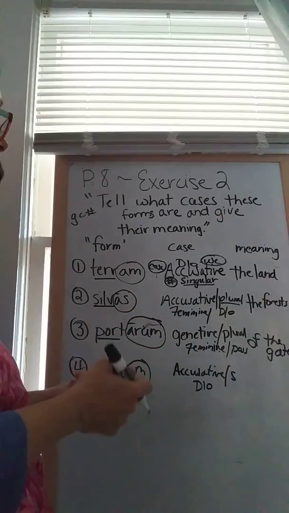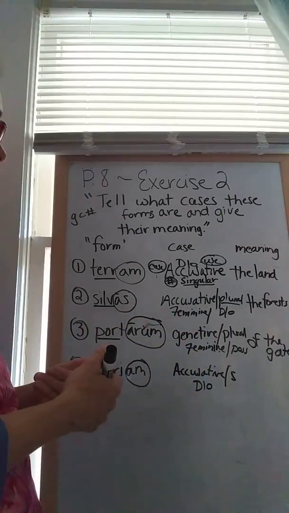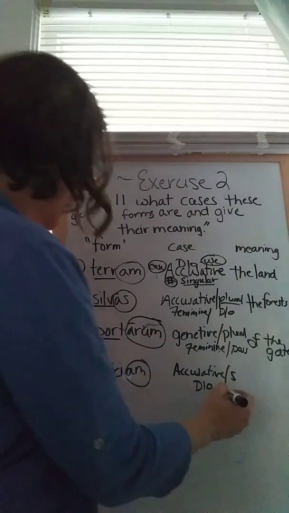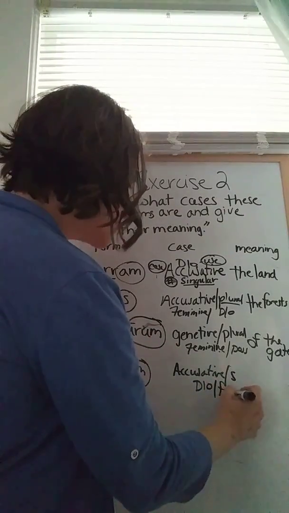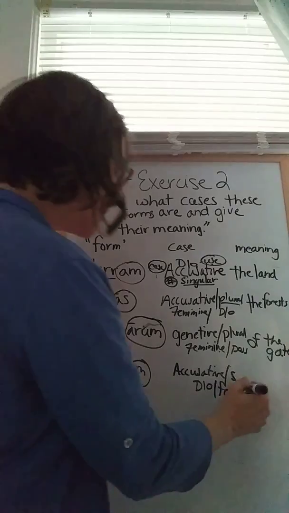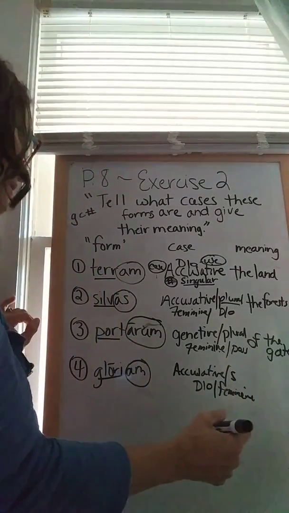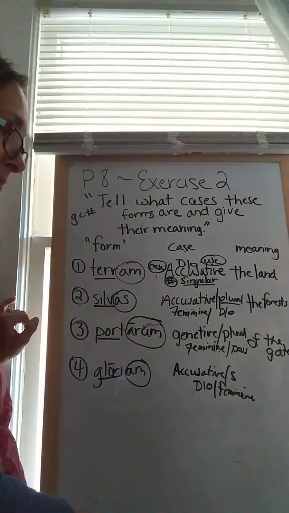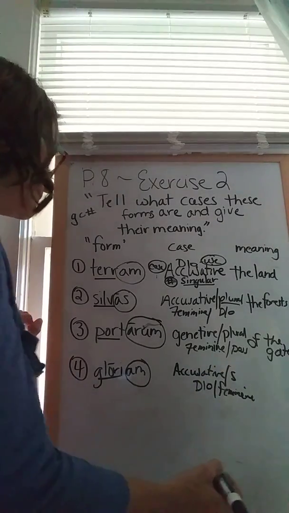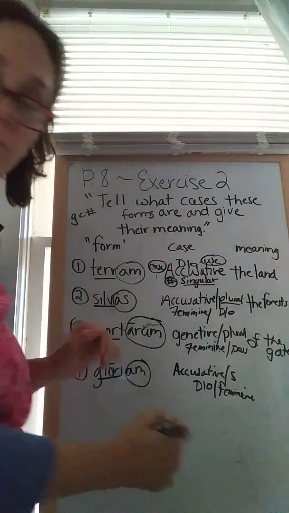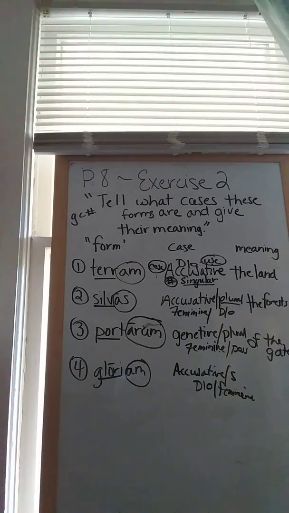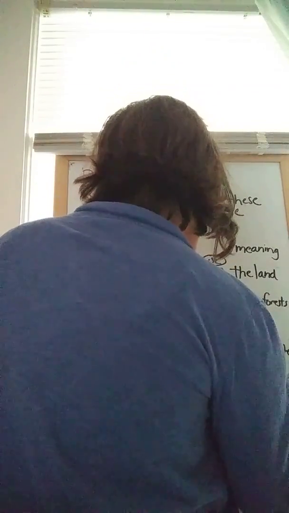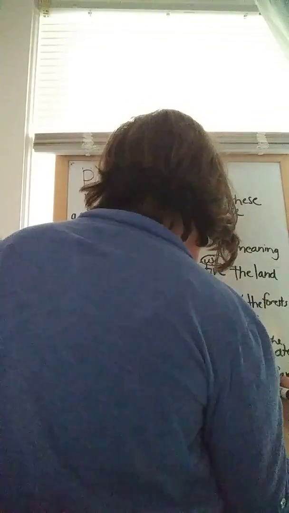So if I were to ask a student, give me the case, gender, and number of this word, they would tell me, well, the gender is feminine because it's not talking about an individual male person. The case is accusative, and the number is singular. And what does it mean? It means fame, glory. The fame, the glory.